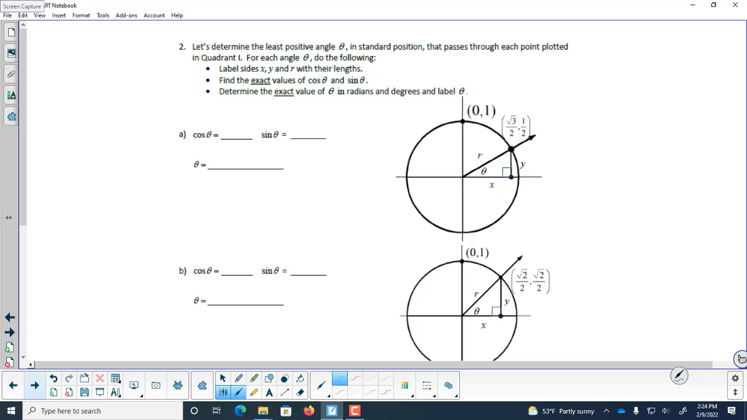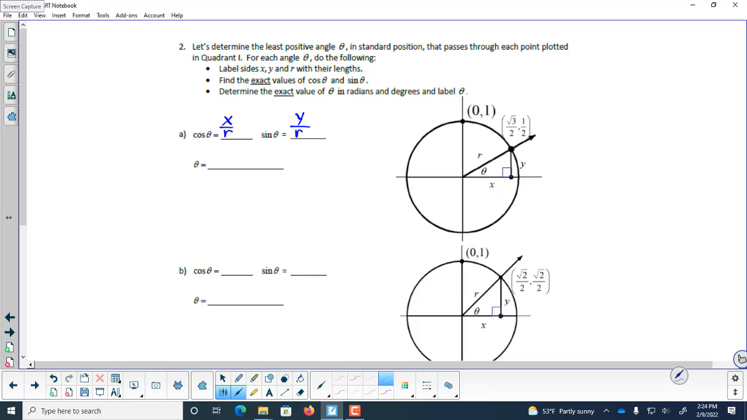So we're trying to figure out, you're going to label the x and the y and the r, okay? And then you're going to do your old definition. Remember your old definition? The one old, as in Monday, right? Cosine is x over r. Sine is y over r. Okay? So you label the values on your triangle.